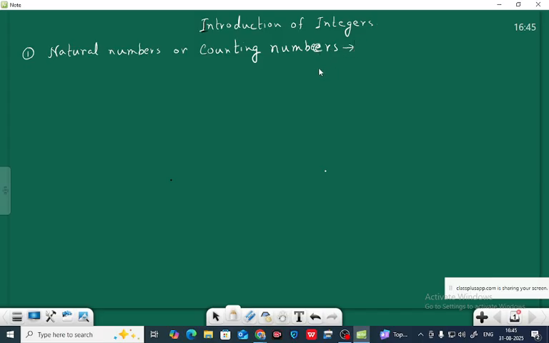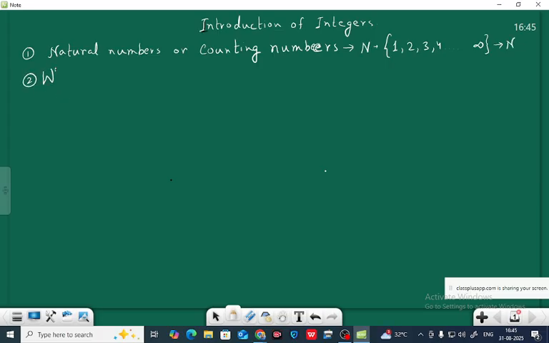The collection of all counting numbers is called the set of natural numbers, and it is denoted by the letter N. It is a set of numbers that starts from 1, that is counting numbers 1, 2, 3, 4 up to infinity. These are natural numbers and it is represented by capital N. Number 2 is whole numbers.